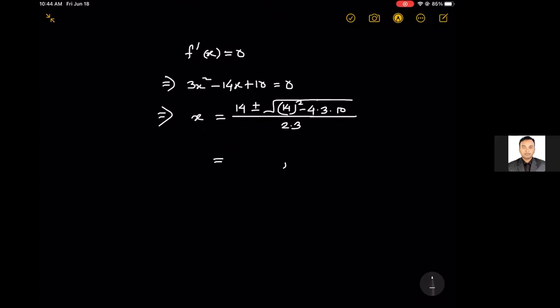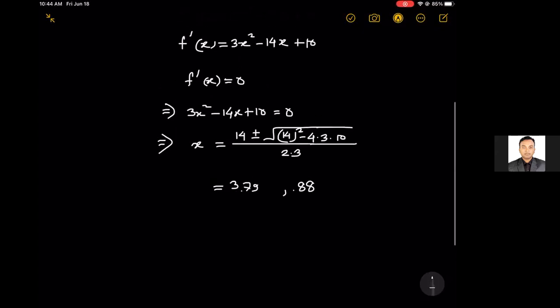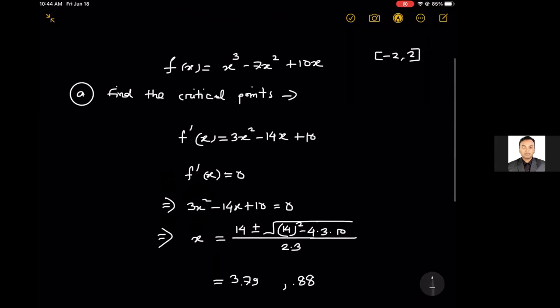At least 2 decimals. I've got 3.79. Okay, what's the next one? 0.88. Thank you. If you see the problem again, should we consider both of these for the critical points? What do you think? Wouldn't you only use 0.88 because that's in the interval and 3.79 isn't?